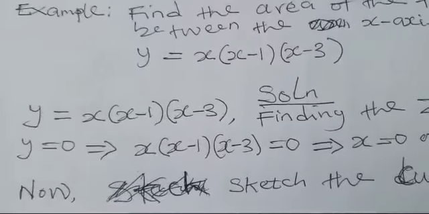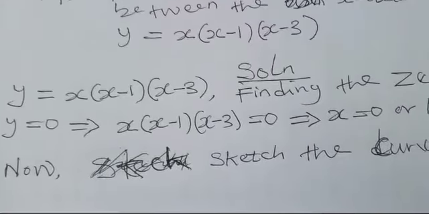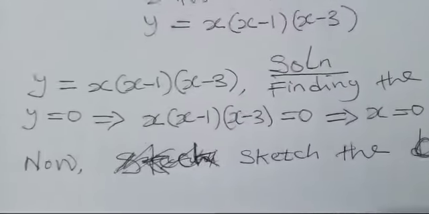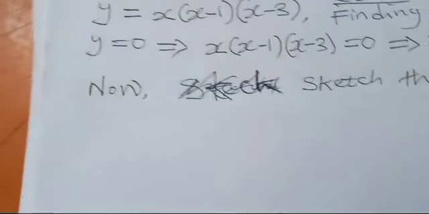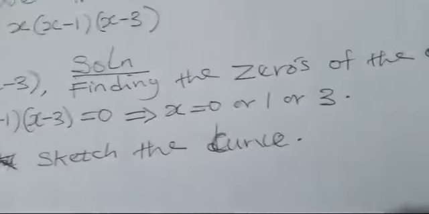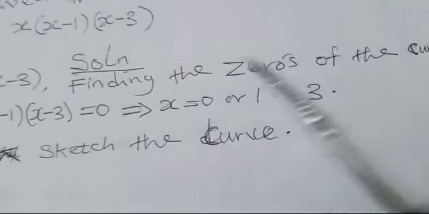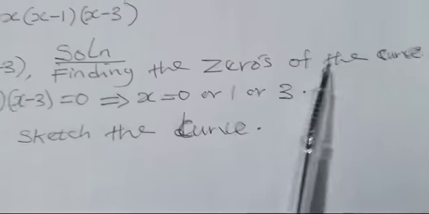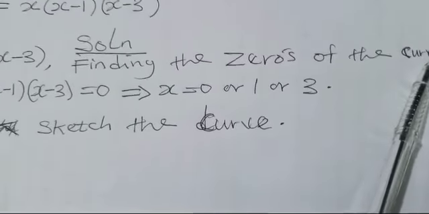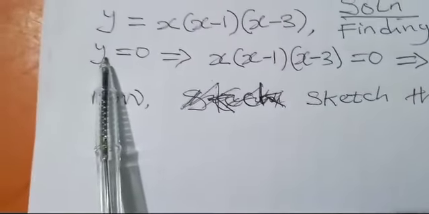I will take you through the steps and the rigor involved in doing this. Very simple. Step number 1. First and foremost, what you need to do is to find what I call the zeros of the curve. So first thing is finding the zeros of the curve. What do I mean? It's to equate y equal to 0 in that function and solve for x.